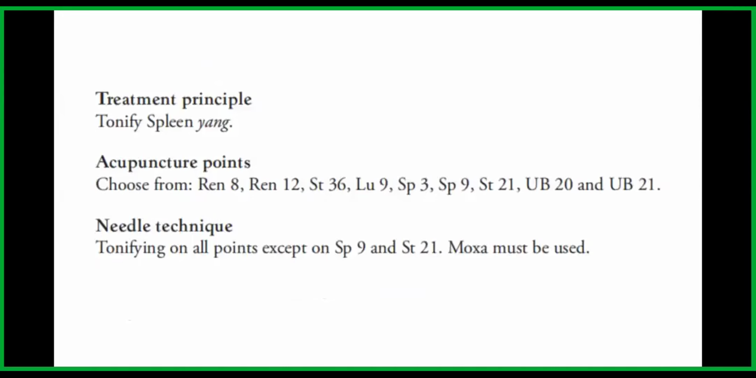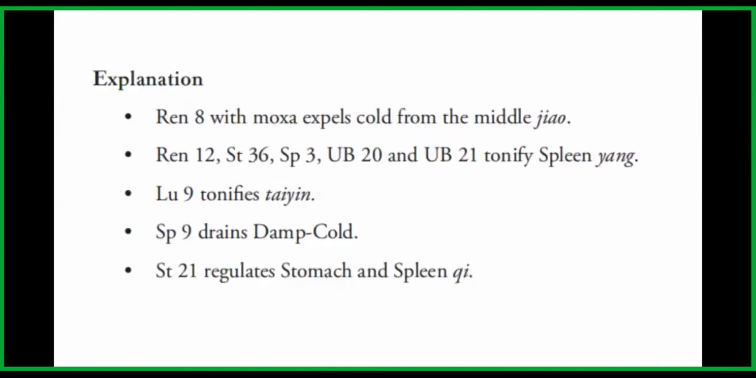The treatment principle: tonify the spleen yang. Acupuncture points: choose from Ren 8, Ren 12, Stomach 36, Lung 9, Spleen 3, Spleen 9, Stomach 21, UB20, and UB21. The needling technique should be tonifying on all points except on Spleen 9 and Stomach 21. Moxa must be used. Explanation.